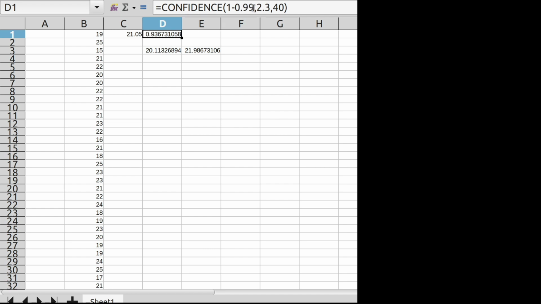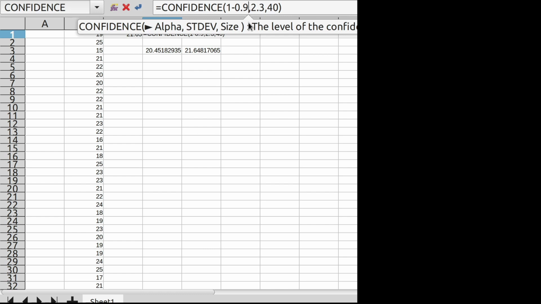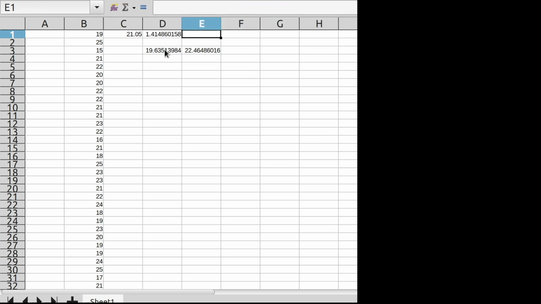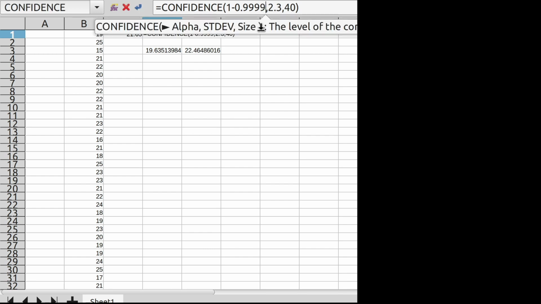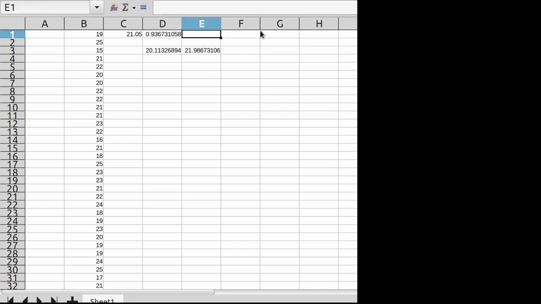If I want to be less sure, notice my range is smaller. It tightens up. The less confident I am, the fewer numbers I have. The more confident I get, if I want to be 99.99% sure, right? Almost, the wider the range gets. And so confidence tells us how sure we are that our mean is in there.